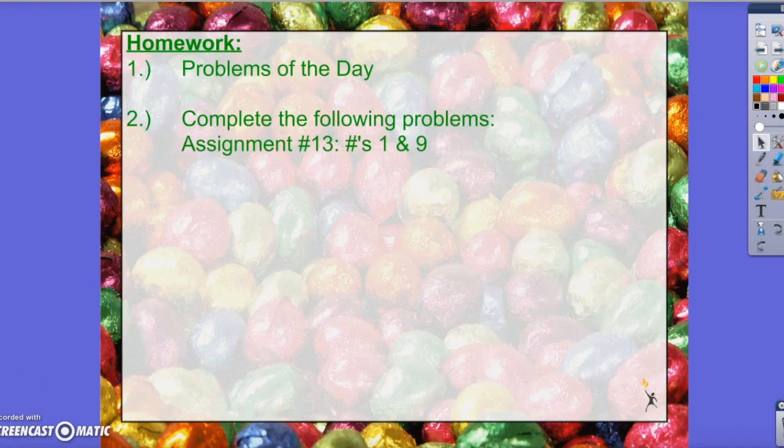All right, that's it for today. What I'd like you guys to do is work on the 2 problems of the day and then complete the following problems from assignment 13, numbers 1 and 9.